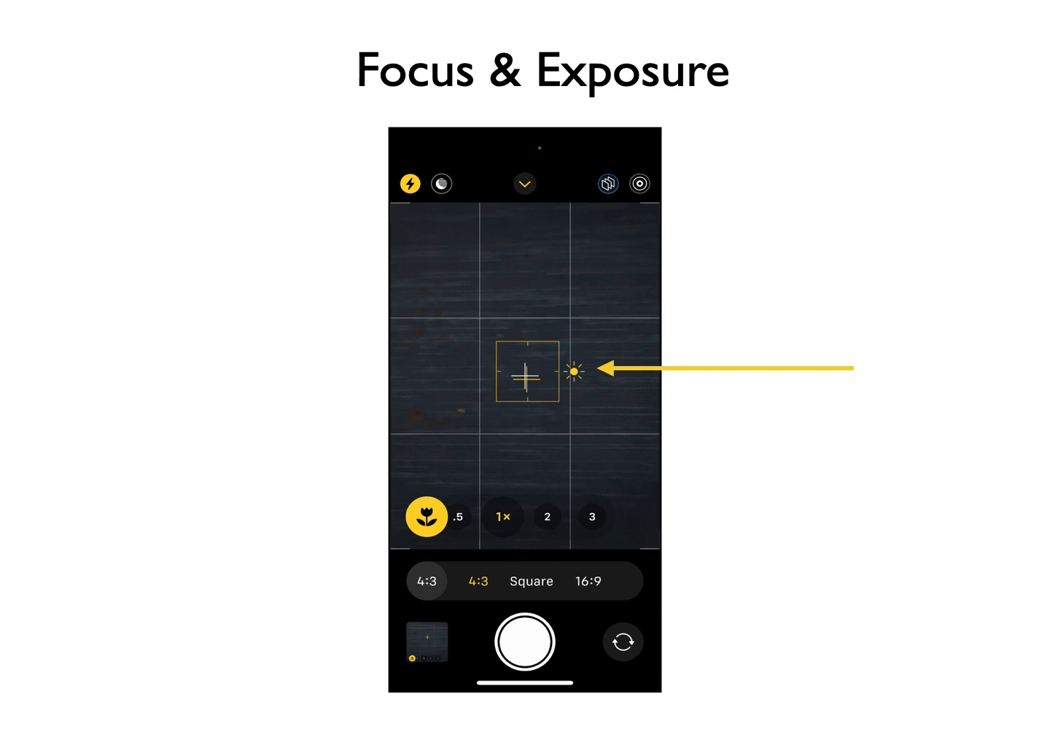So you can tap your finger anywhere on the screen and that box will move, and that's what will be in sharpest focus. If you slide your finger up and down where the sun is, you can make it lighter or darker depending on your preferences.